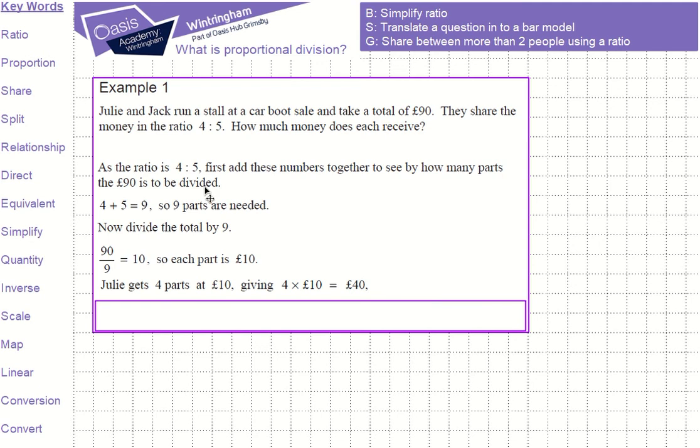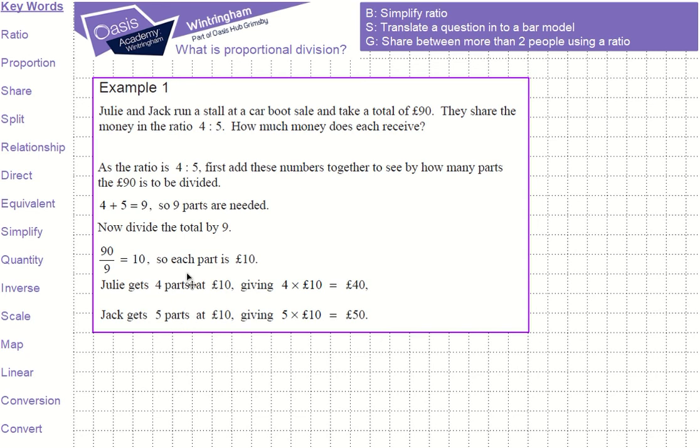And looking back at the ratio, Julie gets 4 parts. So 4 parts at £10 is the same as 4 multiplied by 10, and Julie gets 40. So this is the same answer that we got on the previous slide, but just a different method.